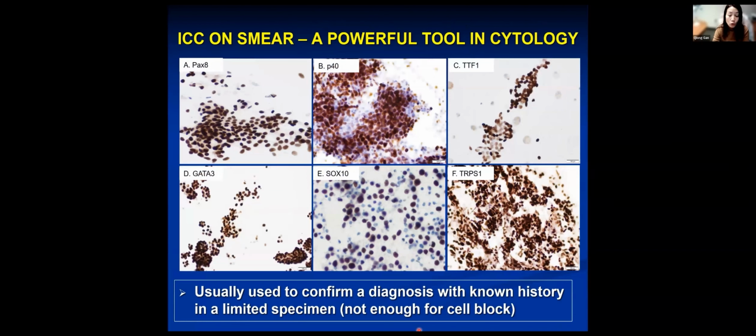So as I mentioned, there are two powerful tools. One is the ICC on smears. At our institution, we have validated focusing on some of the nuclear ICC stain markers on smears and successfully used them in our daily practice. As the picture shown here, all these are ICC performed on smears, including PAX8, P40, TTF1, etc. Typically, these stains serve to confirm diagnosis with no malignant history, especially in cases with limited specimen where there is insufficient material for cell block preparation.